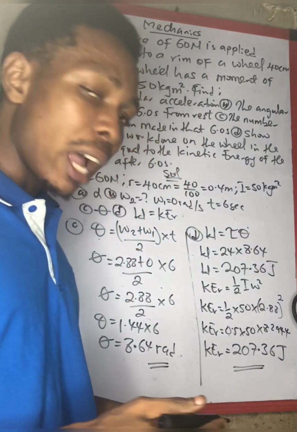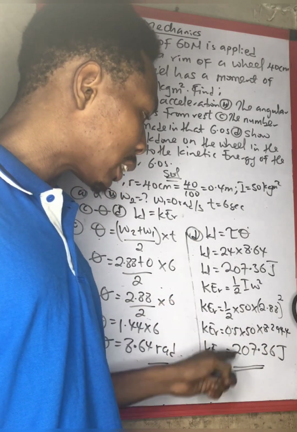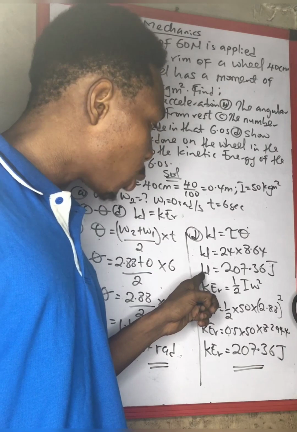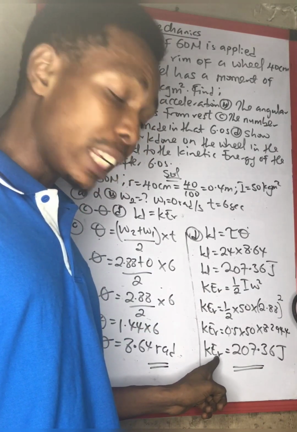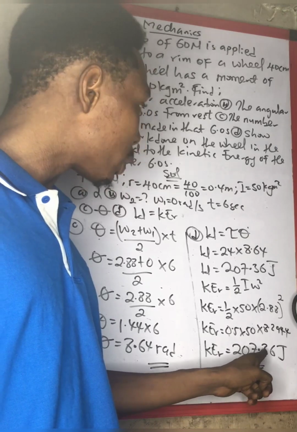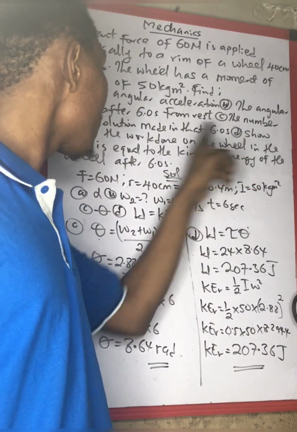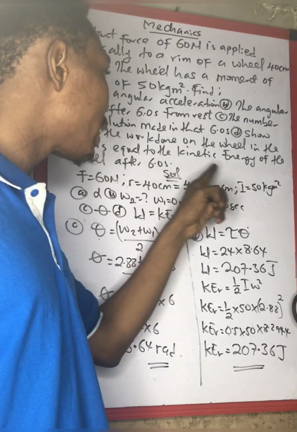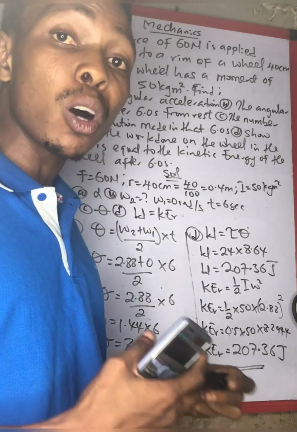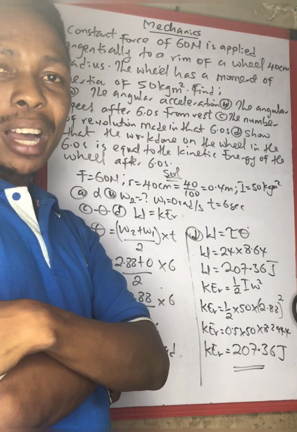Now, if you compare these two answers, our work done, we got 207.36, and our rotational kinetic energy got to be 207.36. That has answered this very question. We were asked to show that the work done on the wheel in 6 seconds is equal to the kinetic energy of the wheel after 6 seconds. Alright, so that is our answer.